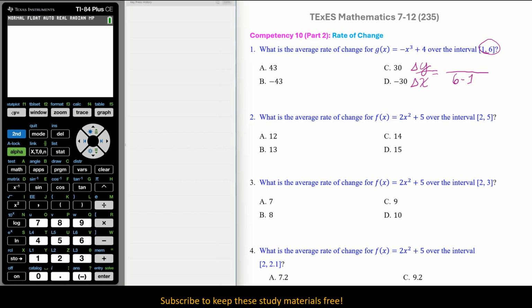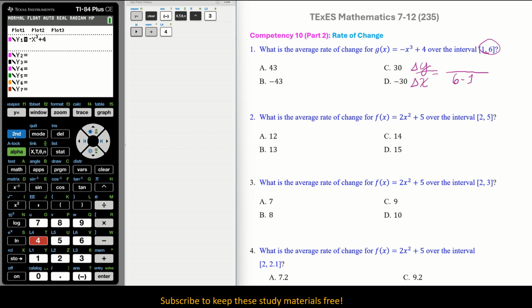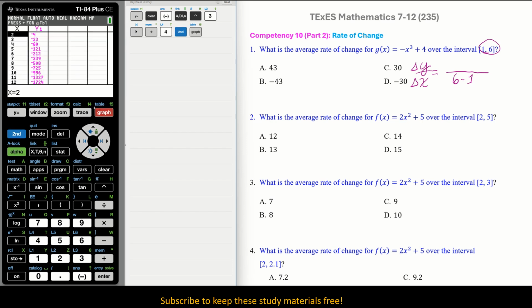So y equals, okay, I'm going to clear out what we have here, and minus x, caret up to the third, and then arrow over plus 4. Okay, now we go second graph. That gets us our table. So then what do we want? We want the value at x equals 6. So if you look here, that's negative 212. And then we subtract whatever the value is at 1, and that's 3.